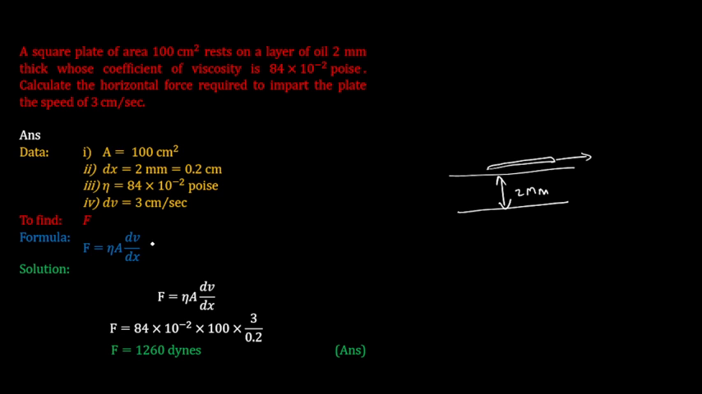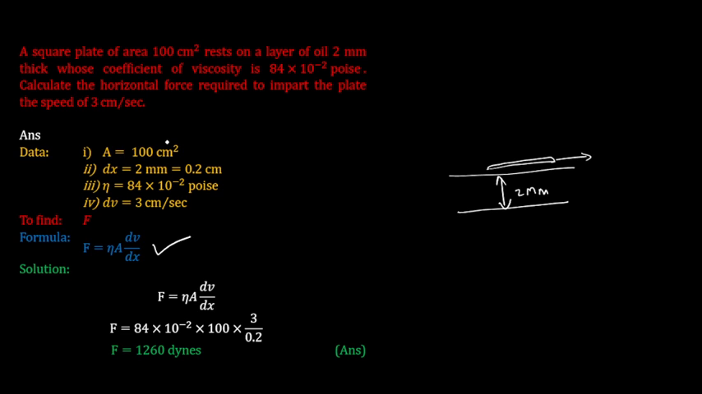The formula for the viscous force is this. We have to move the plate with a constant speed of 3 centimeter per second. So to move the plate with this constant speed, the applied force must be equal to the resisting viscous force. So this is the applied force which we must use to move the plate with a fixed speed of 3 centimeter per second. So this is Newton's law of viscosity.